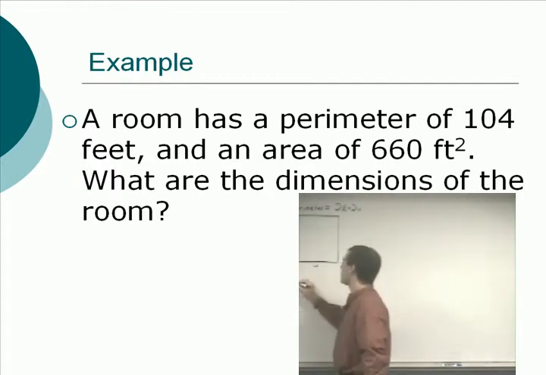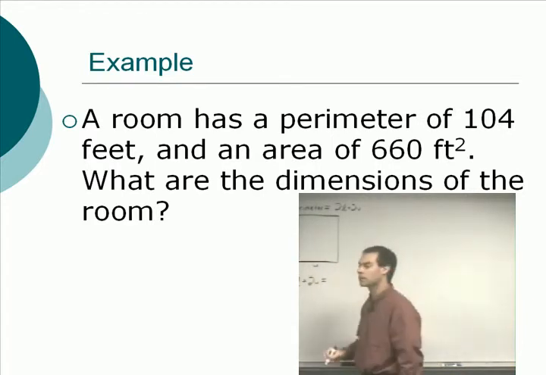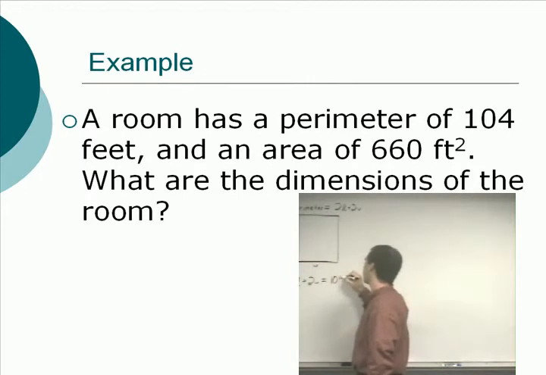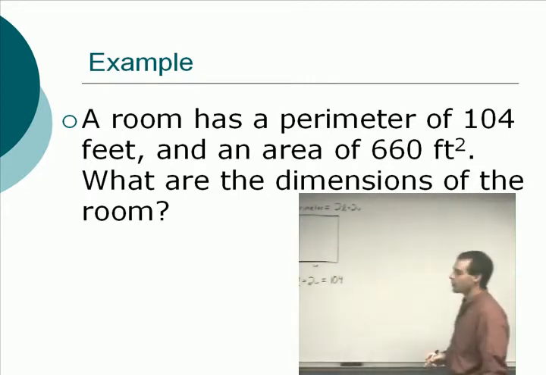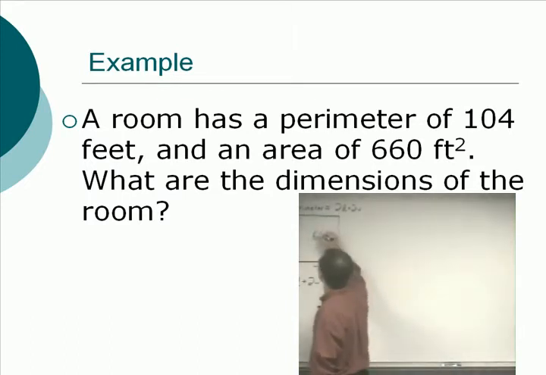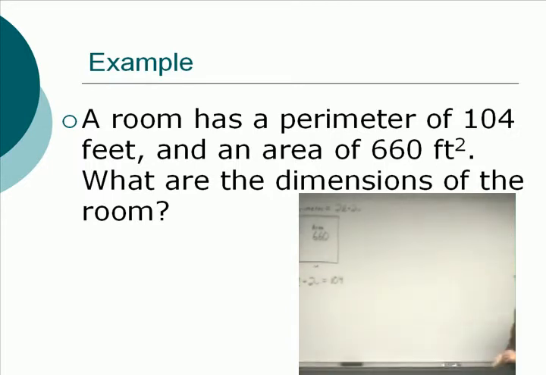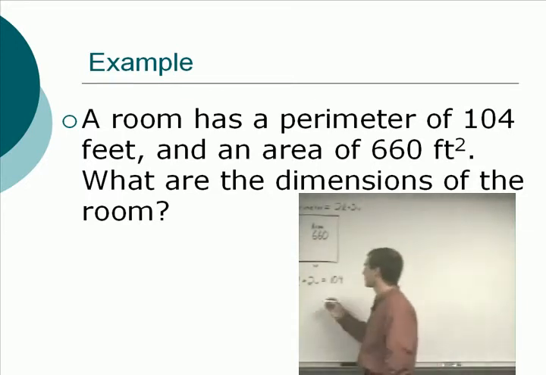Well, in this case, we know that 2L plus 2W, our perimeter, is equal to 104. Okay, well, that's useful information, but what's the other fact that we're given here? We're told that the area is 660 square feet. What's that? That's L times W, right.